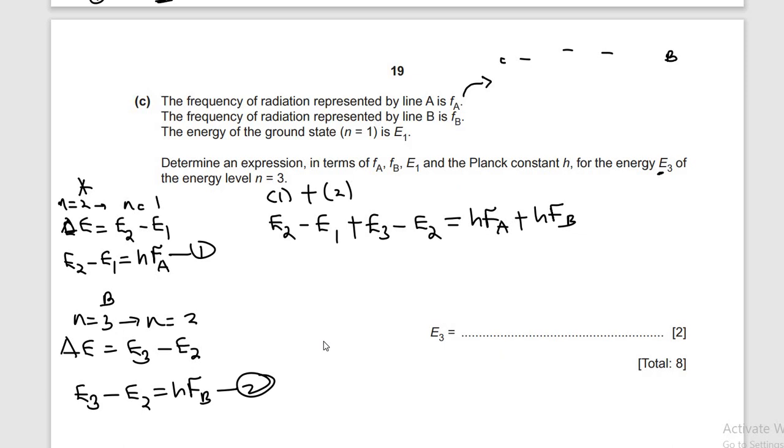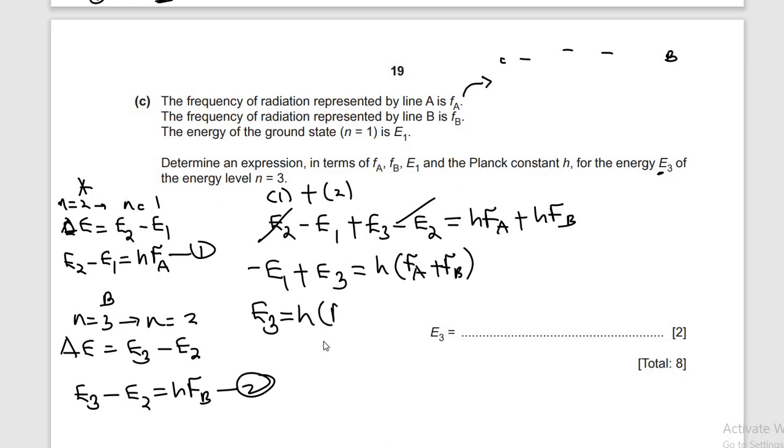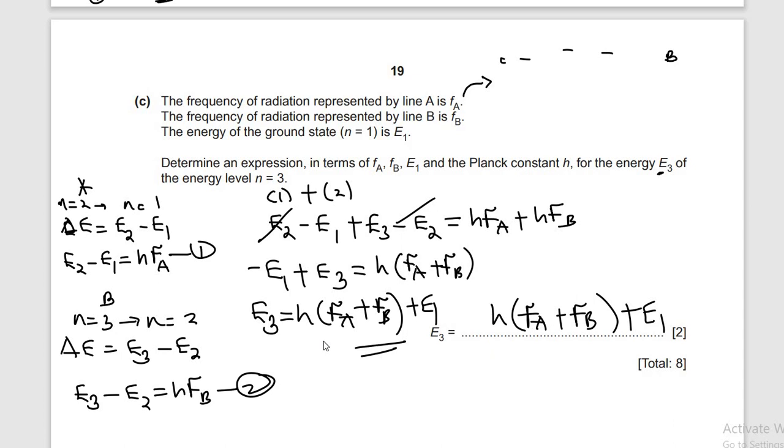So I'm looking for E3. From here, E2 cancels E2. We have minus E1 plus E3 equal to h into bracket FA plus FB. So E3 will be h(FA plus FB) plus E1. That's what they are supposed to do. So E3 is h into bracket FA plus FB, plus E1. That's it.